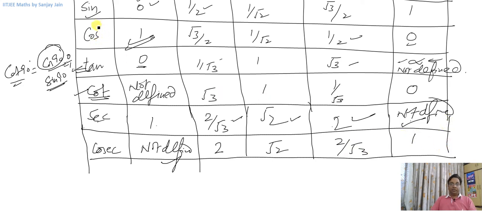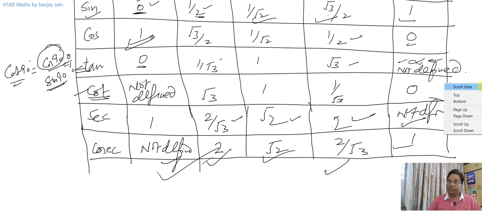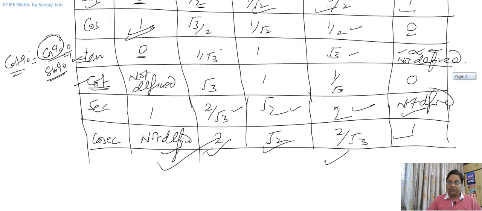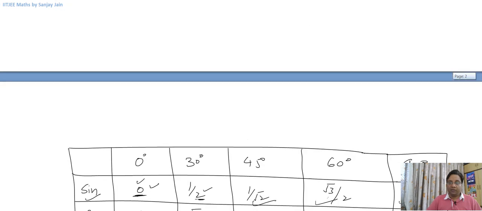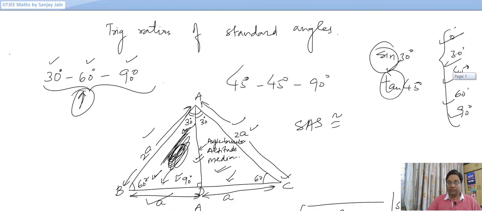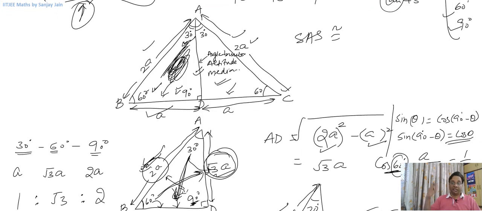Now you can verify it also, because the reciprocal of 0 is not defined. 1 by 2, reciprocal is 2. 1 by root 2, reciprocal is root 2. Root 3 by 2, reciprocal is 2 by root 3. 1, reciprocal is 1. So this is the table of values of some trig ratios at some standard angles. This was the purpose of this lecture. Now in the next lectures we will discuss some other angles also, right?